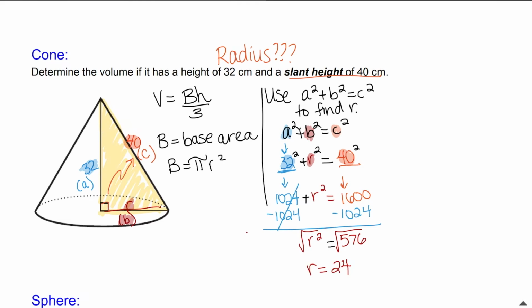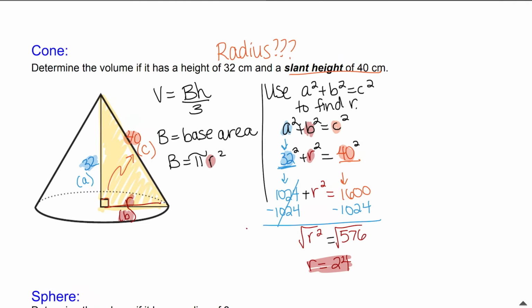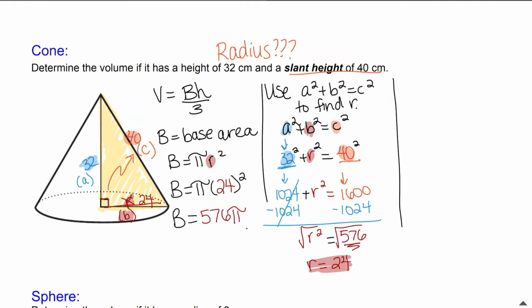So now I can use this radius of 24 in for r right here. So I'm going to find the base area now. So the base area is going to be pi times 24 squared, because this is no longer a mystery. I know it's 24. And when I do 24 squared, I end up getting 576, which we already knew from here. So I get 576 pi. All right, now we have enough information to find our volume.